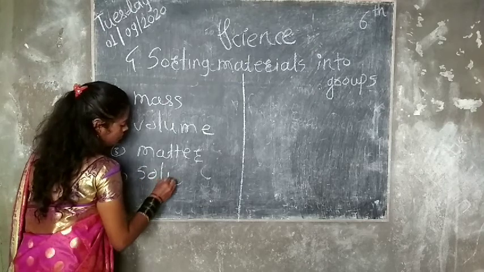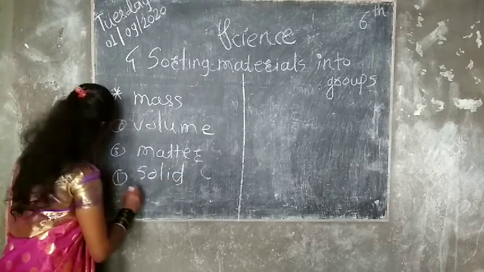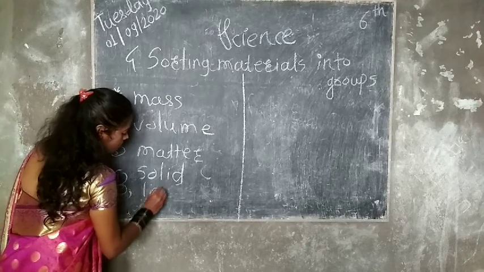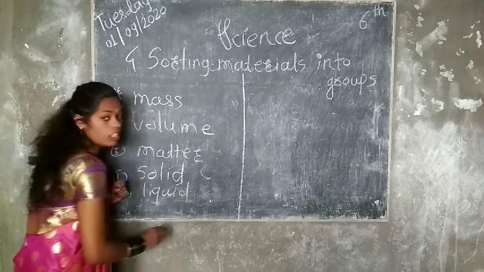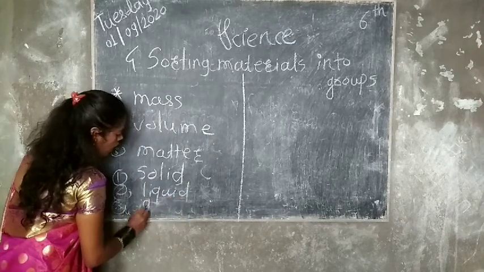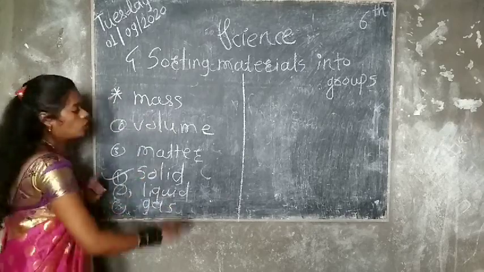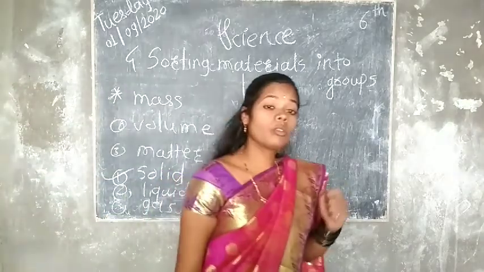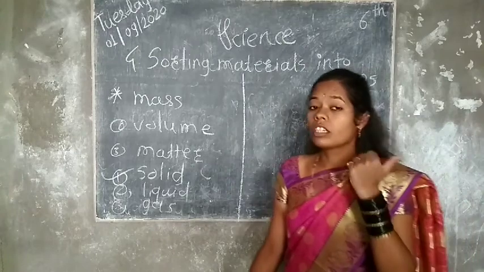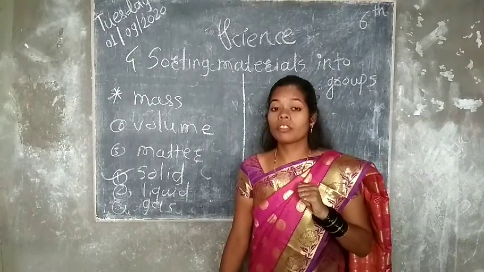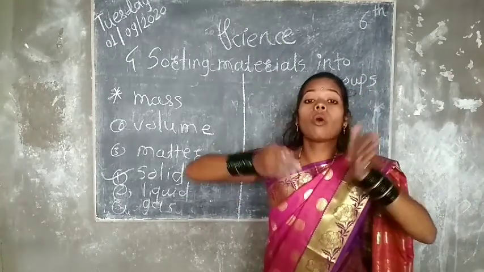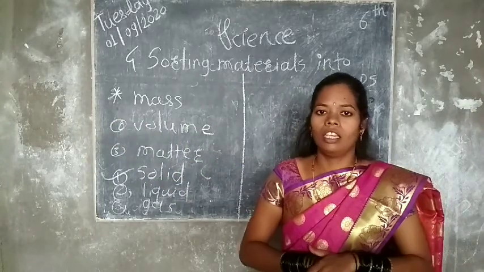First, solid. Second, liquid, and third is gases. So last lecture we completed the solid, but we have to summarize some part of that. What are solids? Solids means which are closely packed.